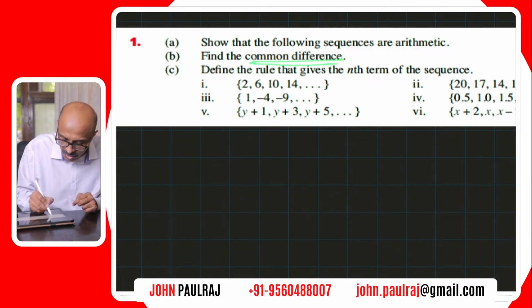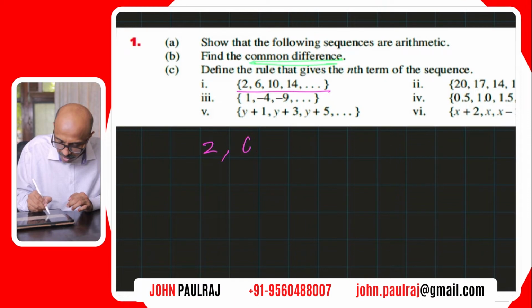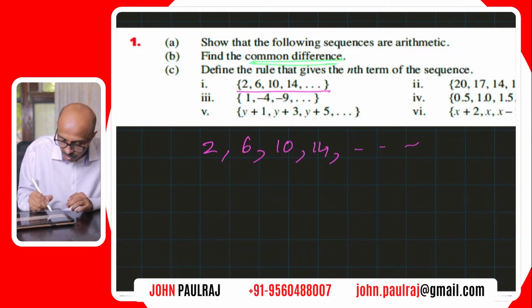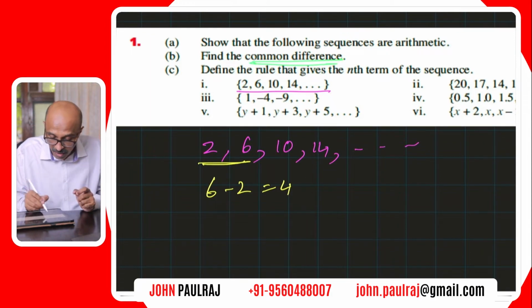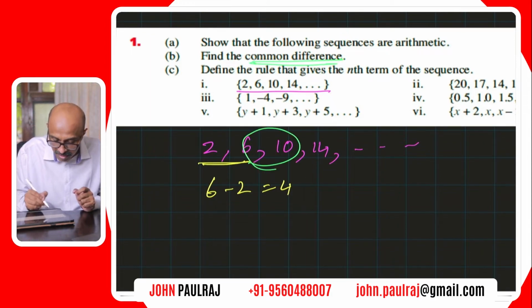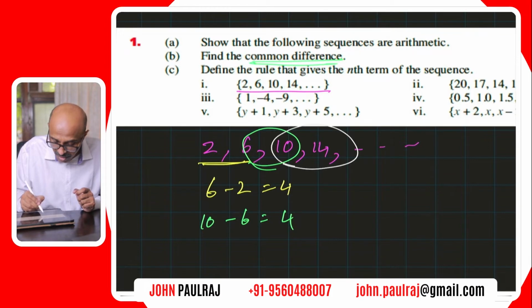The first sequence is represented as a set. We already saw that in earlier videos. Let's see the difference between the second and the first term. You've got 2, 6, 10, 14, and so on. So 6 minus 2 is 4. That's the difference between the second term and the first term. Now the difference between the third term and the second term: 10 minus 6 is 4 again. And between the fourth term and the third term: 14 minus 10 is still 4.